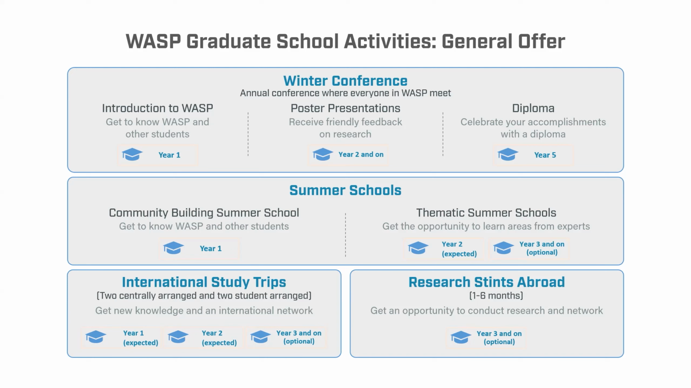So finally, there are also some research stints abroad where you can go abroad and do research for a period of 1 to 6 months. And here you get the opportunity to conduct research and also network, of course. This is available from year 3 and on, and this is optional.